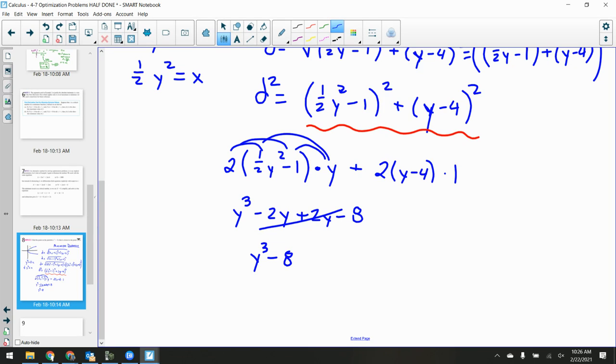All right, now this is kind of a weird notation. I'm going to say d squared prime, right? That's the derivative. So where am I going to have the smallest distance? Where this equals zero, right? It's the critical point of the derivative. It's the 0 of the derivative. Add the 8 over, take the cube root. Y equals 2.